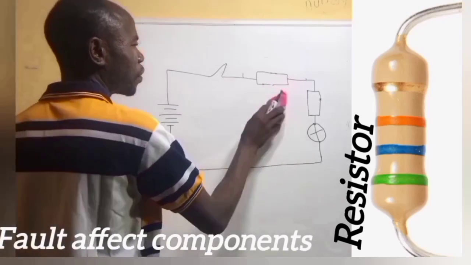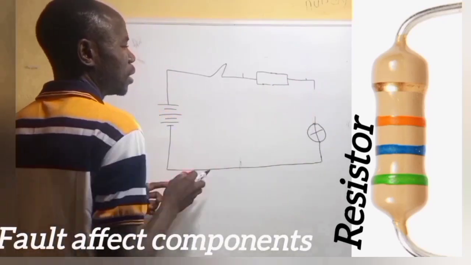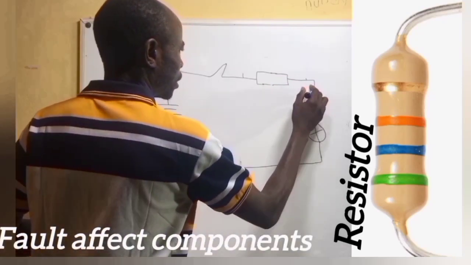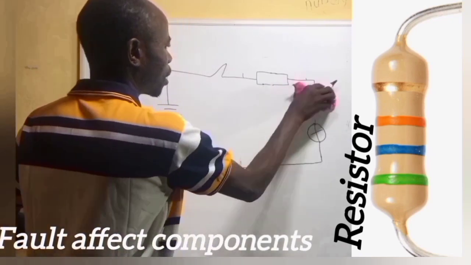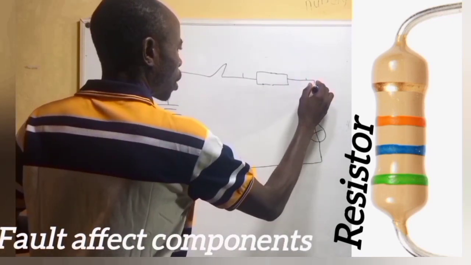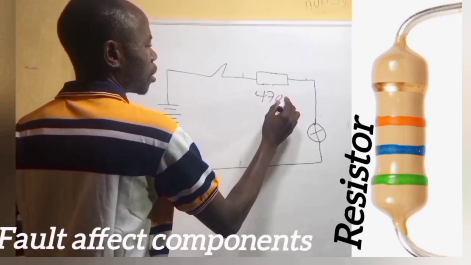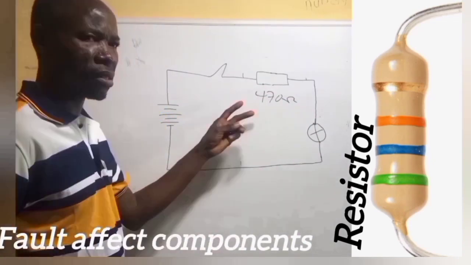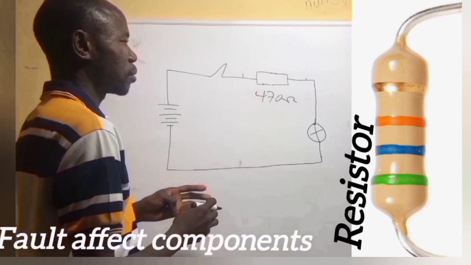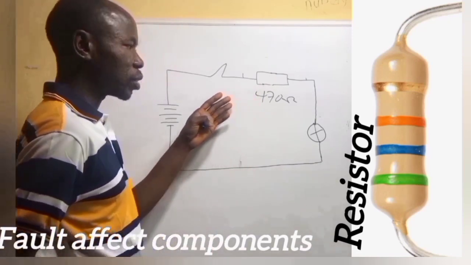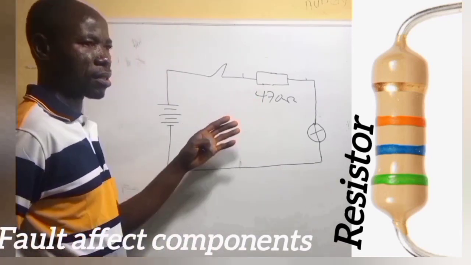At times, physically, you can see the resistor is bent. So the faults that affect resistors: one is open circuit, and also it can be an increase or decrease in resistance.